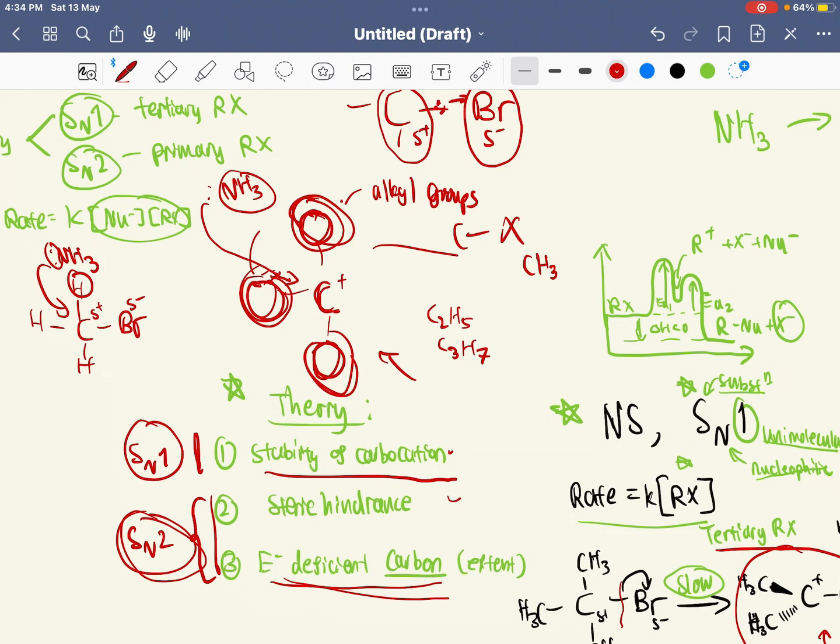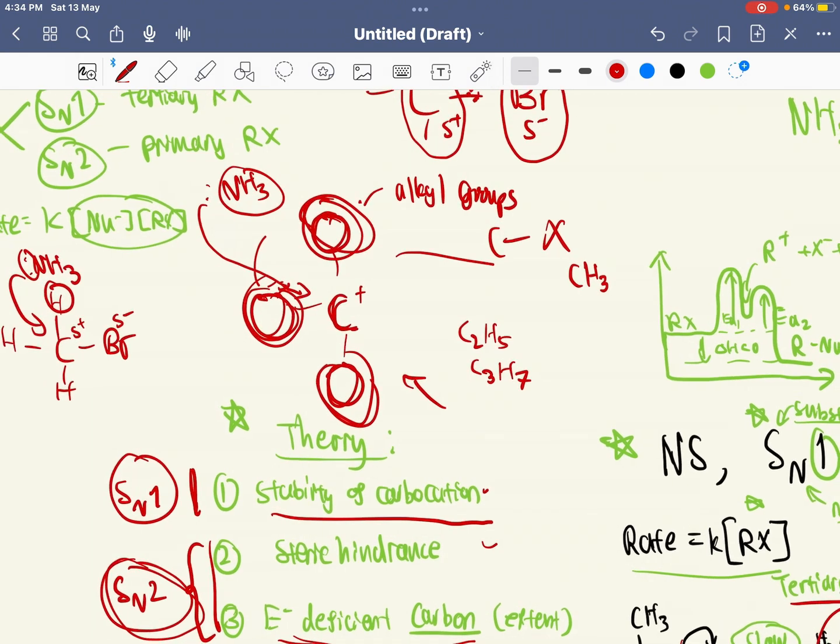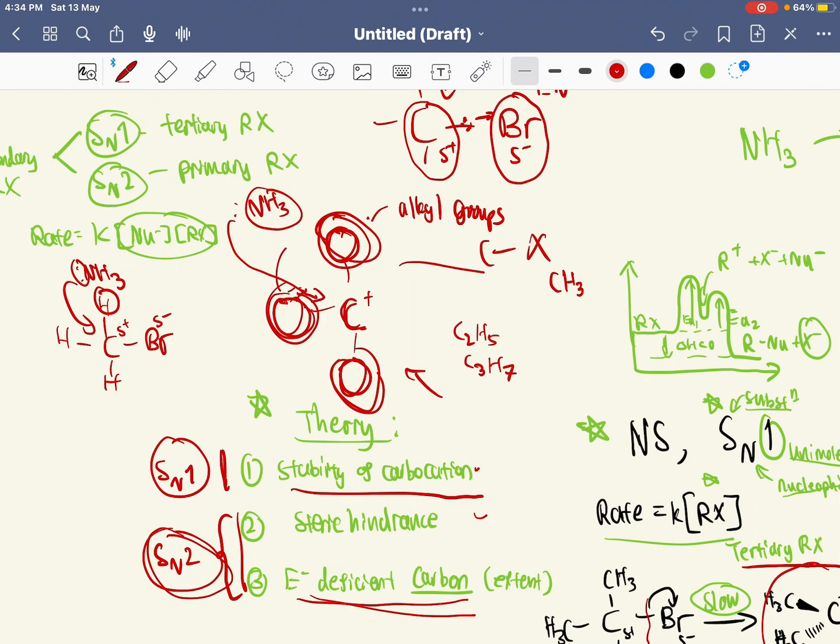Okay, so now if I look at my carbocation ion, like I said, the reactivity of the carbocation ion depends on how stable it is. It depends on the electron deficiency of the carbocation ion. Because I have these electron donating alkyl groups, it reduces the electron deficiency of this carbon here to a greater extent than if I were to look at this.